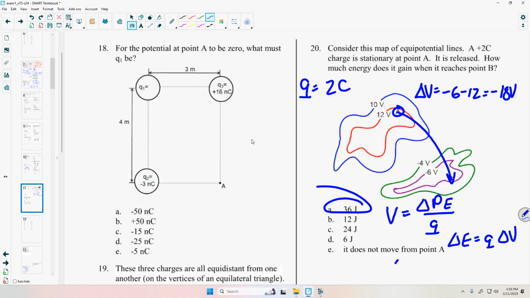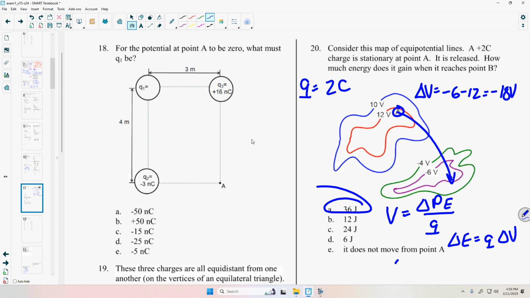Not important, because I'm just asking how much energy it gains. The negatives in those questions will never be relevant to you. I know I wrote the negative, but you can just forget about it. Okay? However, y'all, it is important that you get the difference in them correct. Because if you did 12 minus 6, you wouldn't get 18, you would get 6. So that is important. Okay?